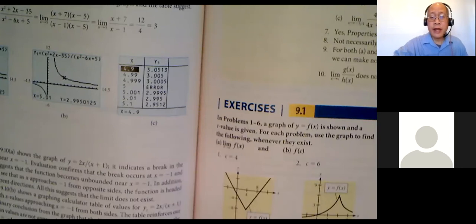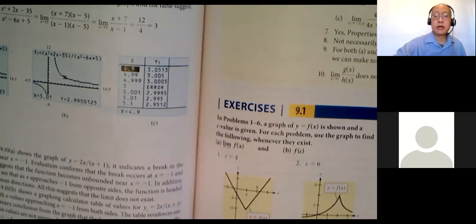Are we supposed to answer if the limit exists? Just give the number. If the limit is 7 or 4, that tells you the limit exists. If the limit doesn't exist, then just put DNE.